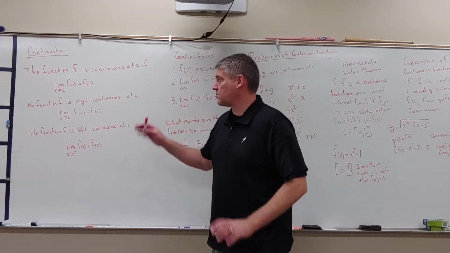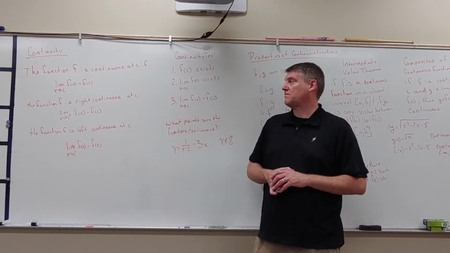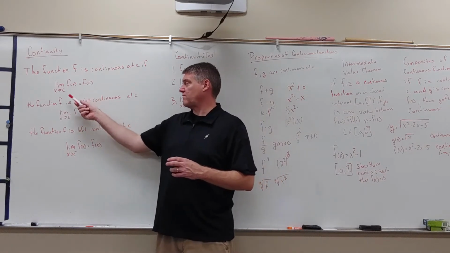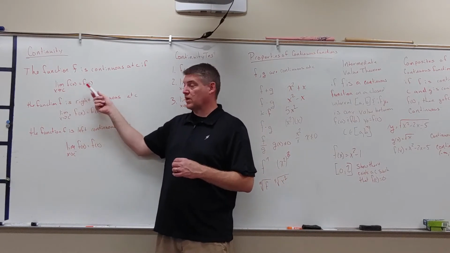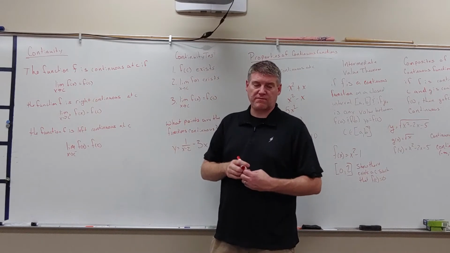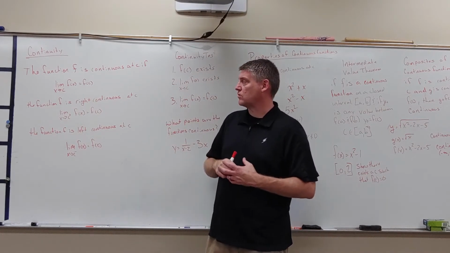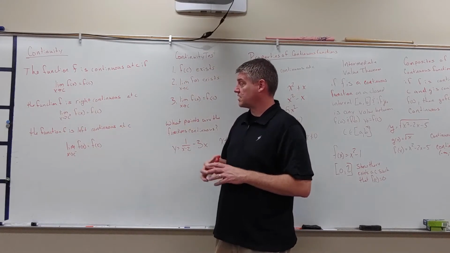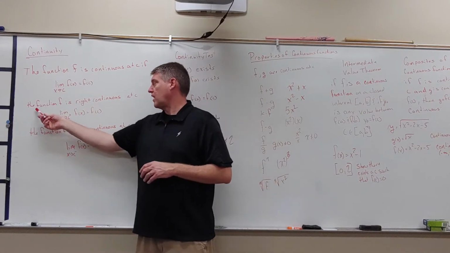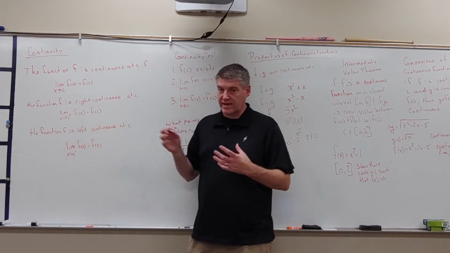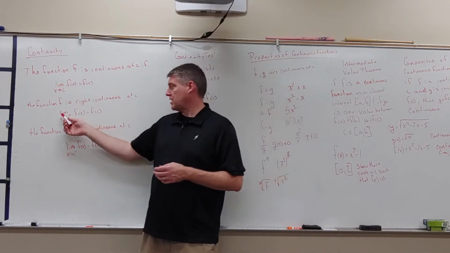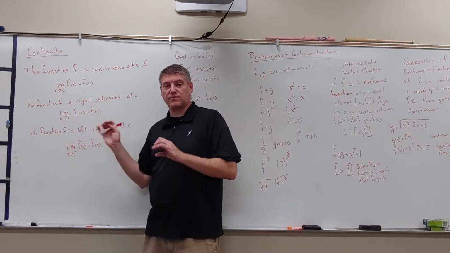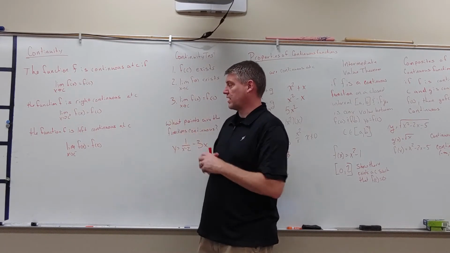All right, we're going to talk about continuity. The function f is continuous at c if the limit of f of x as x goes to c equals f of c. So if you can find the limit by plugging in the value, then it's continuous at that point. The function f is right continuous at c if the right-hand limit exists and it's equal to f of c. So if you're taking values from the right, plug it into f of c.